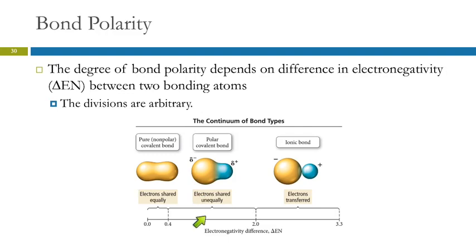So in between, we have electrons shared unequally. And so the division is, if the difference in electronegativity is above 0.4, it's going to be a polar bond, meaning it's not shared equally, up to about a difference of 2.0. At that point, the difference is so extreme that we have an ionic compound. Okay, so those are divisions that we have made, and we just kind of agree on them.